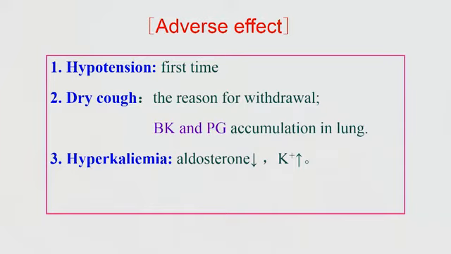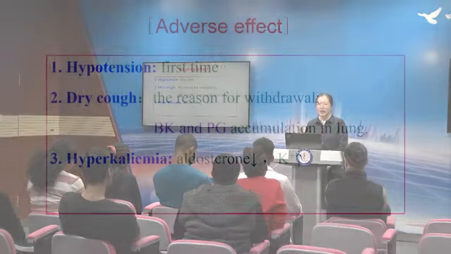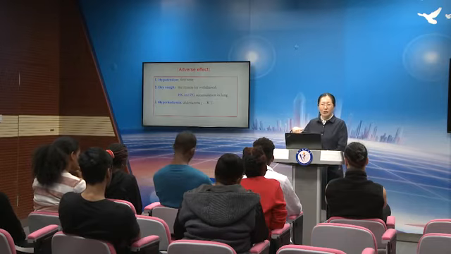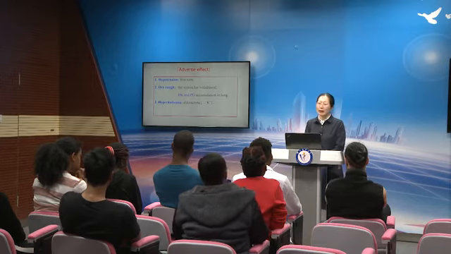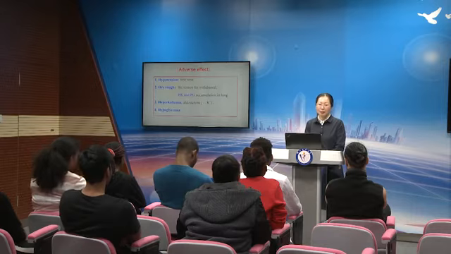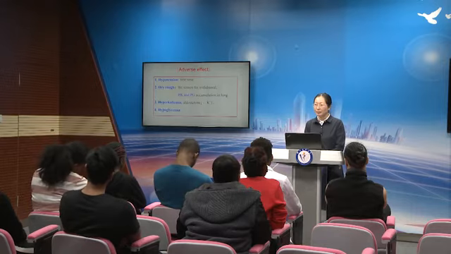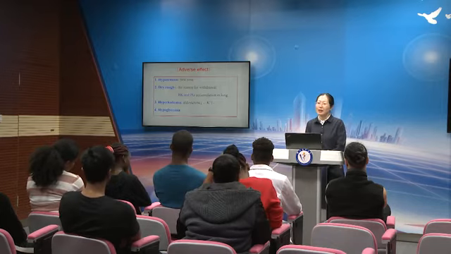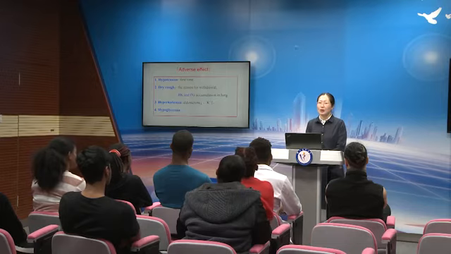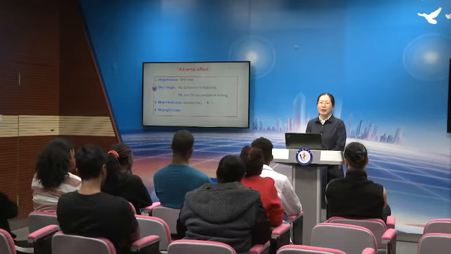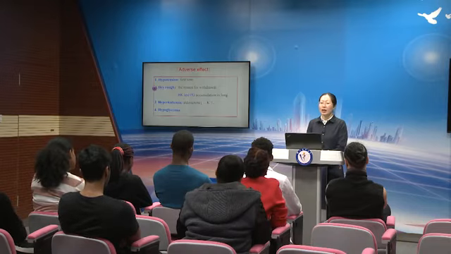ACEI inhibits the renin angiotensin aldosterone system. Inhibit aldosterone, so potassium increases, inducing hyperkalemia. The fourth adverse reaction is hypoglycemia. The reason is increased insulin sensitivity. So for some patients, it induces hypoglycemia. Here, we should know the major adverse reaction is the dry cough.